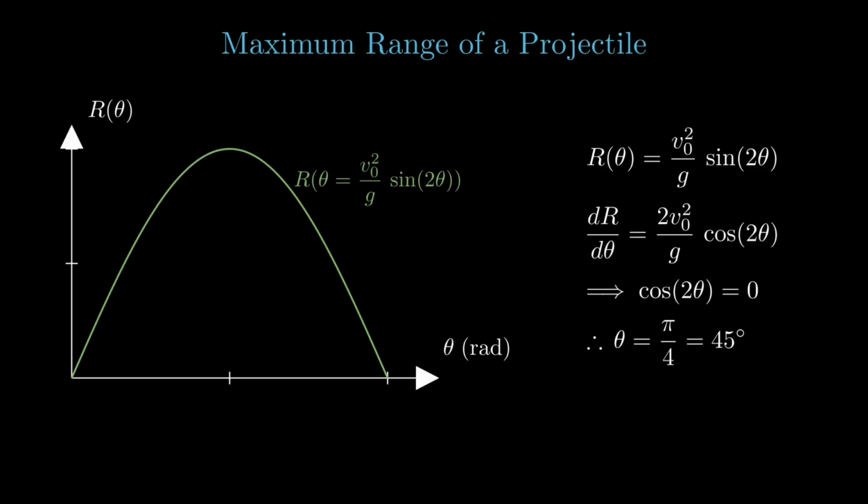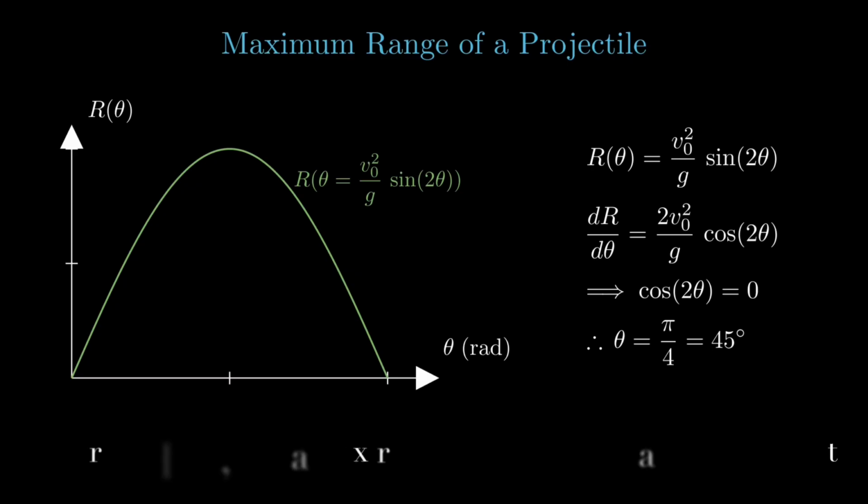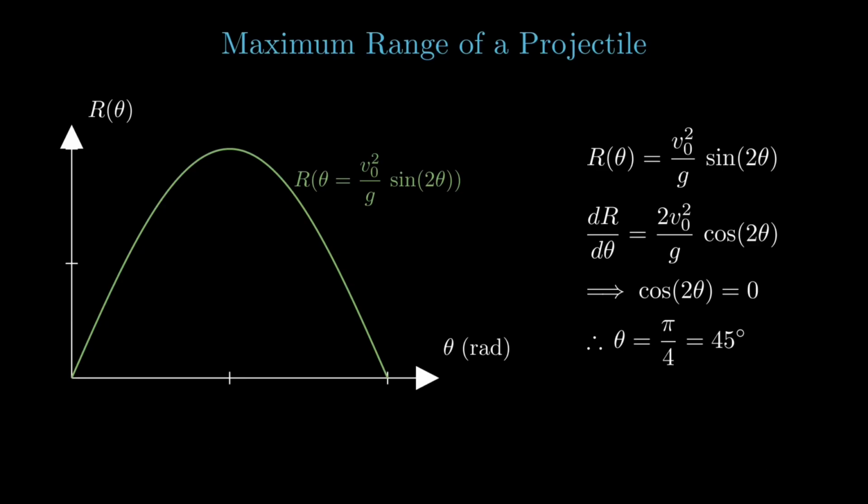Physically, you can hopefully see why this would give us the maximum range, but mathematically we still need to ascertain how we differentiate between maxima and minima. For now at least, you can agree that the point where the derivative becomes 0 is a candidate for an extremum, and it is known as a critical point.